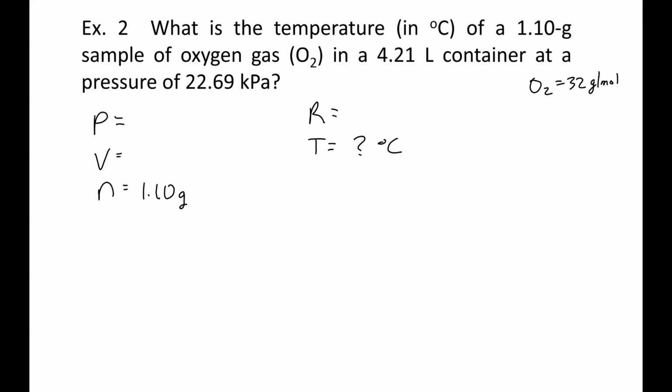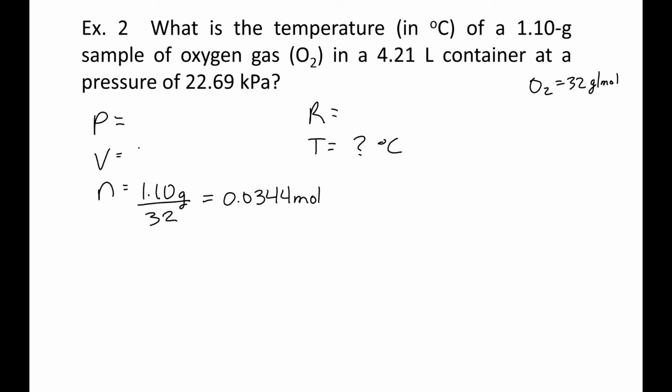Now remember, on the previous couple slides ago, if you're given mass, you need moles here. So if you're given mass, you divide by the molar mass, and that gives you the number of moles. So in this case, it is 0.0344 moles of O2 gas. Now, where were we?